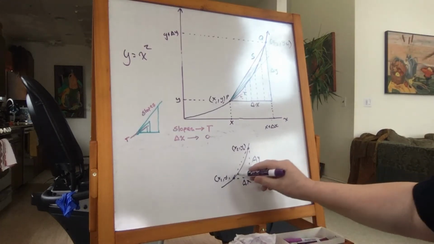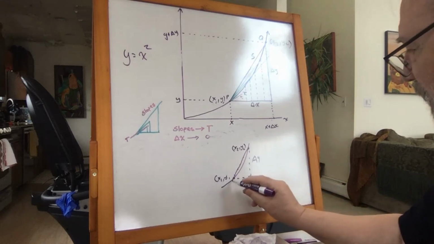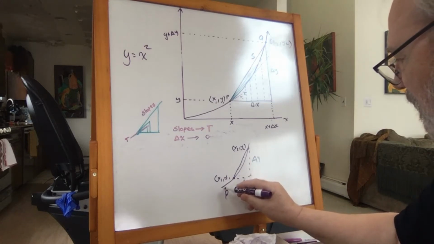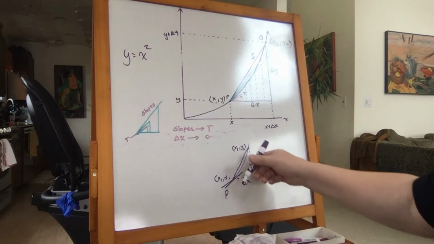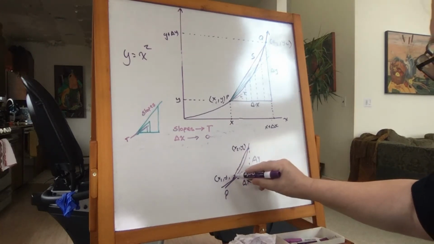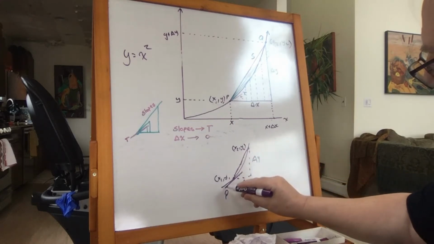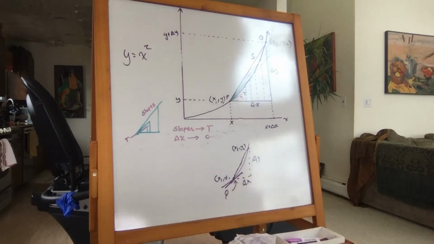But we see that the slope that we get here for this particular point, let's say this point P, is not exact. You can see that the slope of our approximation is not the same as the slope at that point P. This is P.